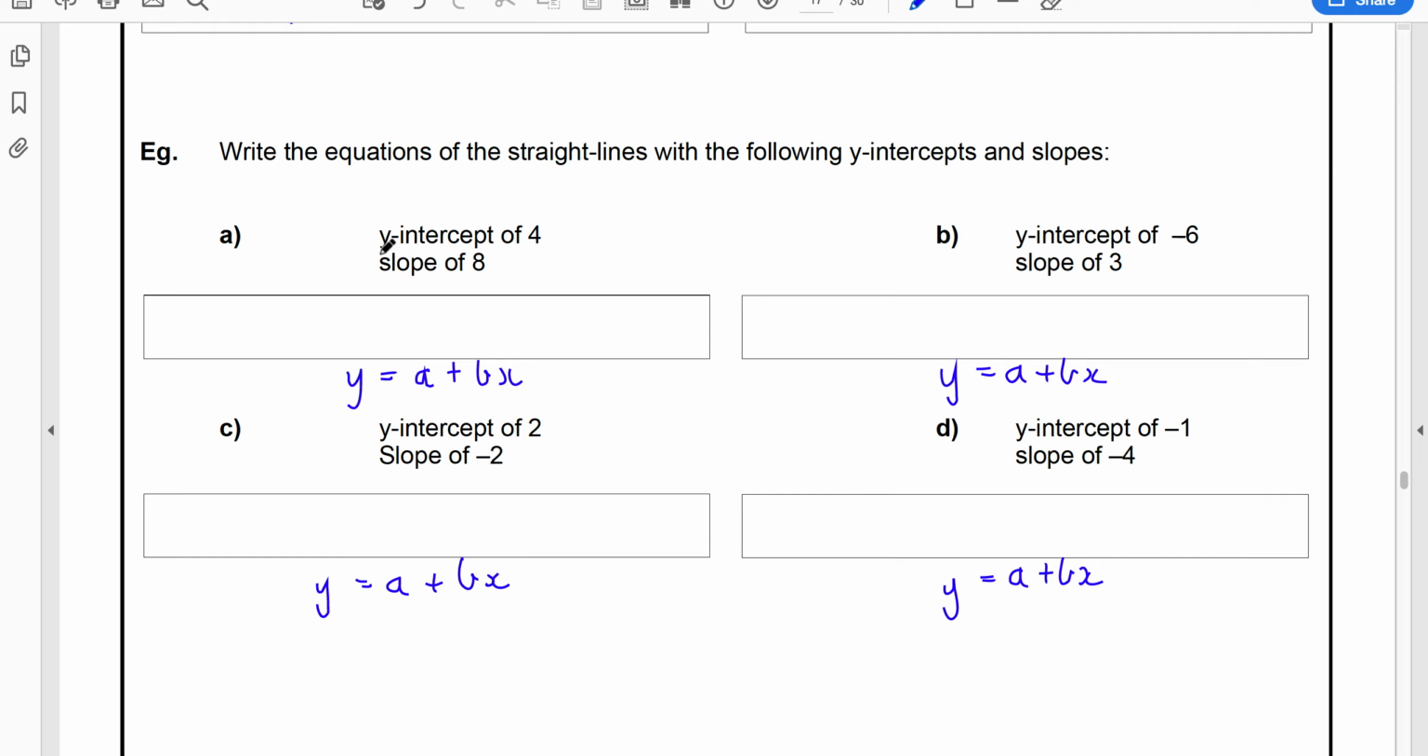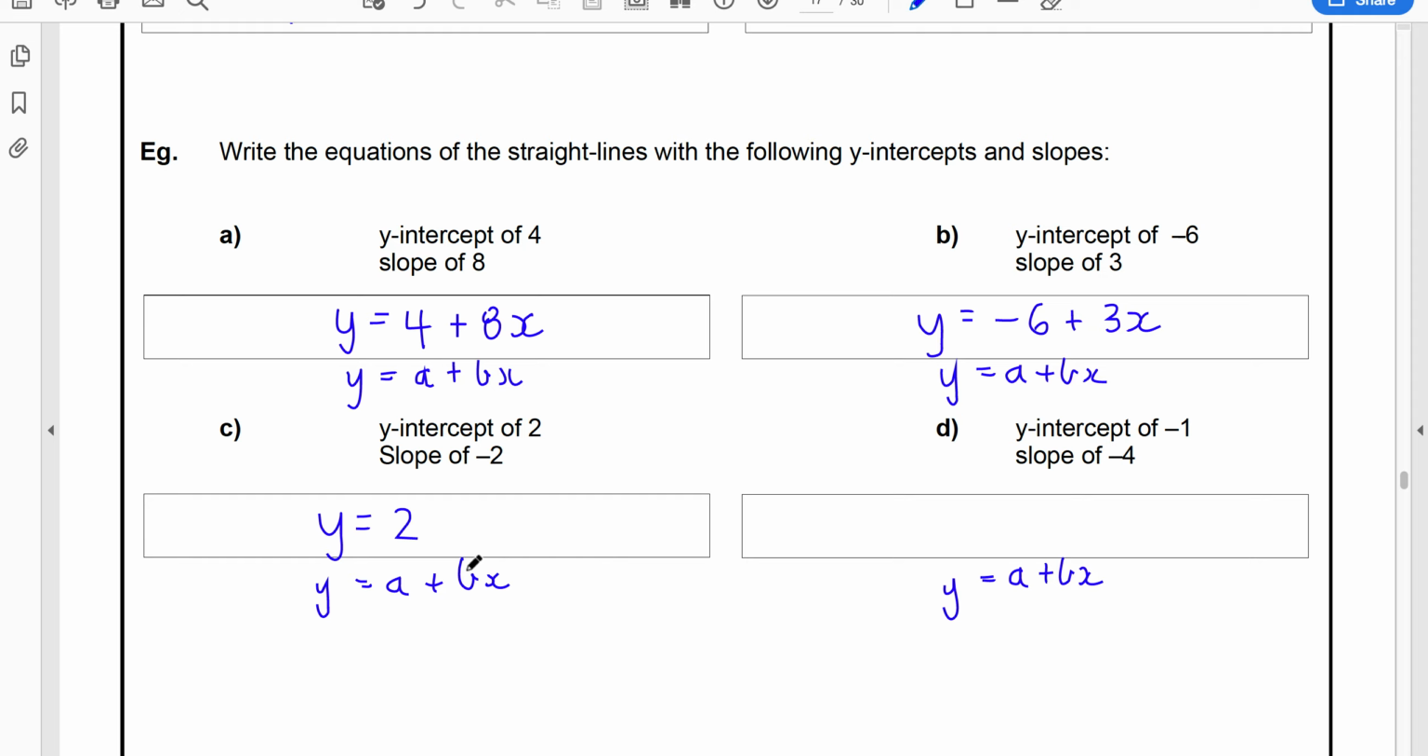If we start off with this one here, I'll go y equals, then start with my y-intercept. I'm told that the y-intercept is 4, and then it says slope of 8. So instead of plus b, I'm going to write plus 8, and then my x. So y equals 4 plus 8x would be the rule. For this one here, same deal, -6, but that's plus 3x. I've got +2.